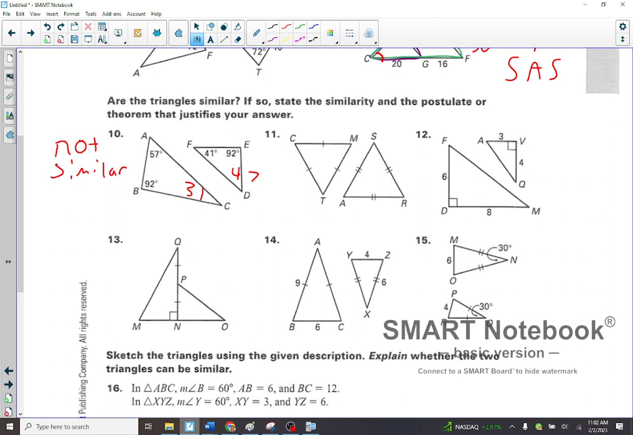Next one's similar. This one's similar. They're all proportional, because they're equilateral, you could actually say side, side, side. You could technically also say angle, angle if you want to do that 60-degree thing. Next one, 3 over 6 reduces to 1 over 2. 4 over 8 equals 1 over 2. Angle in the middle matches. So that's side, angle, side.